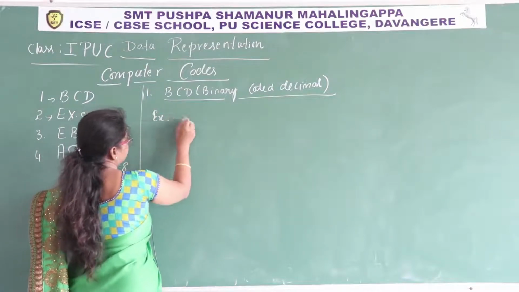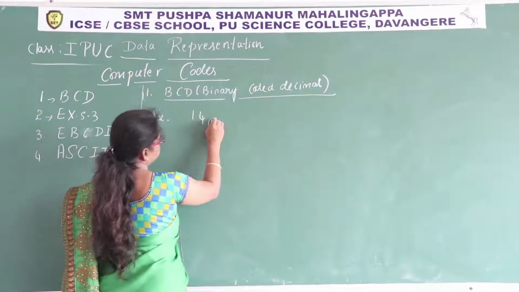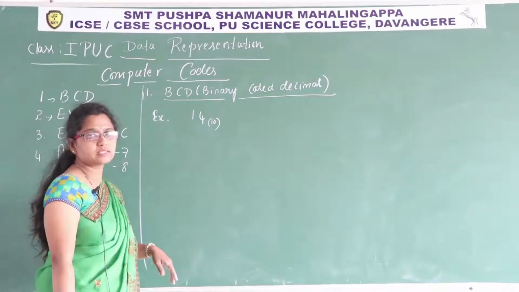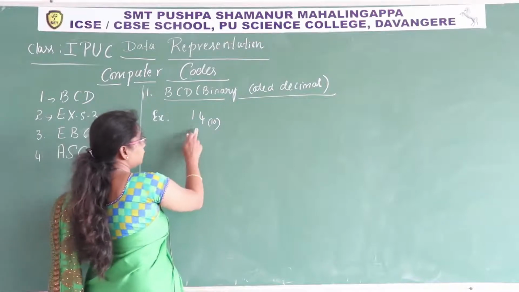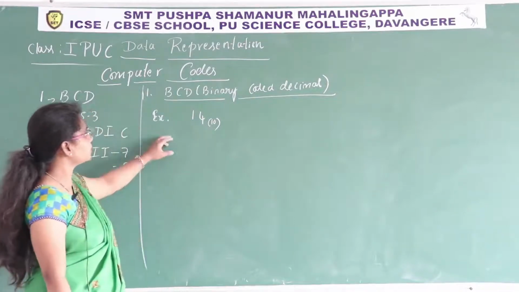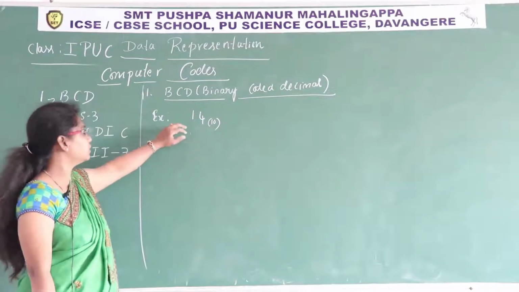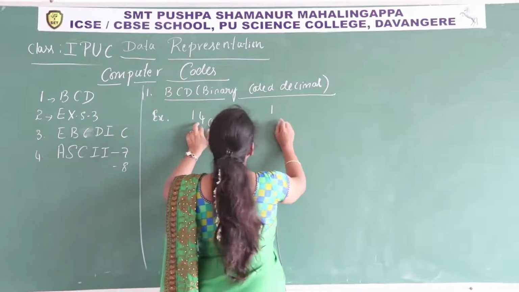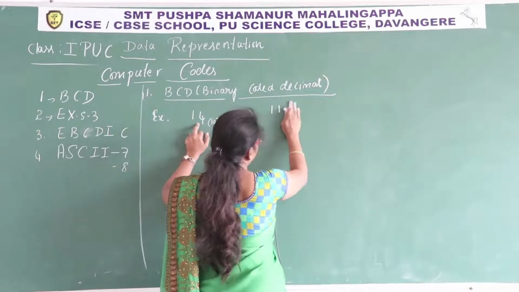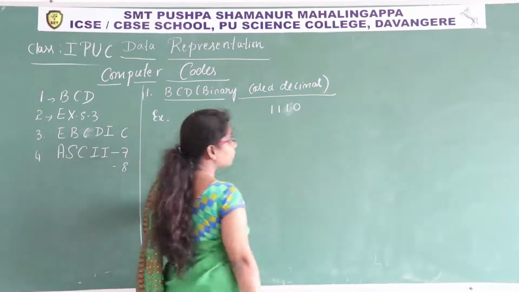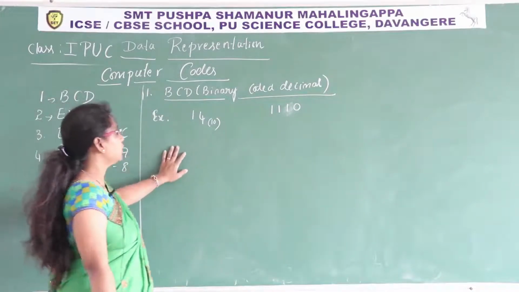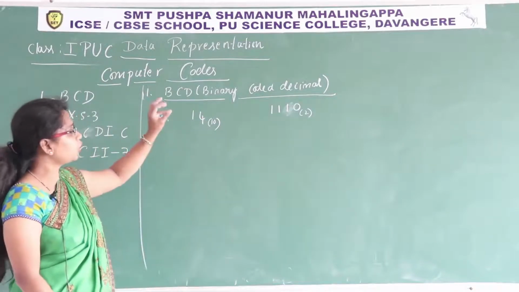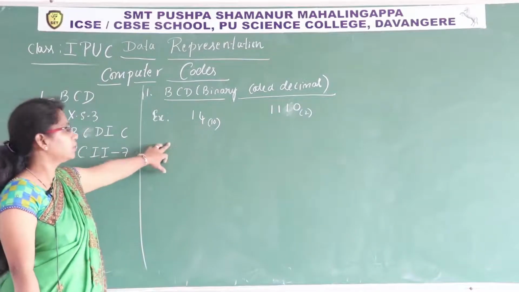Example 1: 14 base 10. So this is a decimal number. What is the BCD of this 14? Before that, let us understand what is the binary conversion of 14. 8, 4, 12, 8, 4, 2. So this is the binary conversion of the given number 14. Binary conversion is different, BCD code is different. That is the pure binary number of 14.